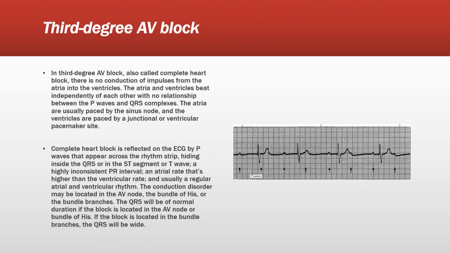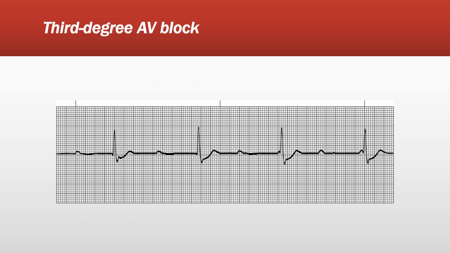And then third degree heart block, the third degree, is also called a complete heart block. This is where there's no relationship between the P waves and the QRS. Everybody's kind of doing their own thing. So there's no consistency. You just see here, the P waves are firing wherever, however, the QRS is kind of just doing its own thing. So there's no relationship between your P waves and your QRS.